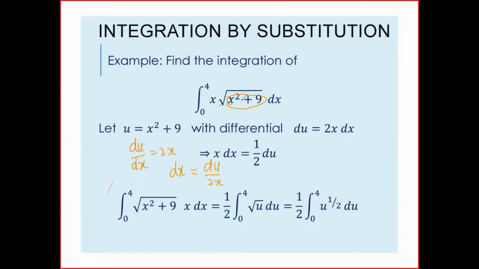Now let me repeat. First, we are going to take the function to represent by u, and we differentiate the u. The reason we differentiate the u is we want to replace the dx. This dx, we need to replace by du. That's why we differentiate. So after that, replace this one with the u. You can see here, after replaced by u, we get this thing.